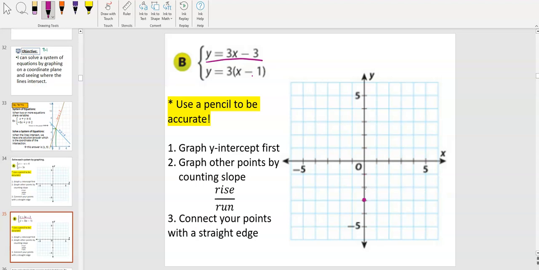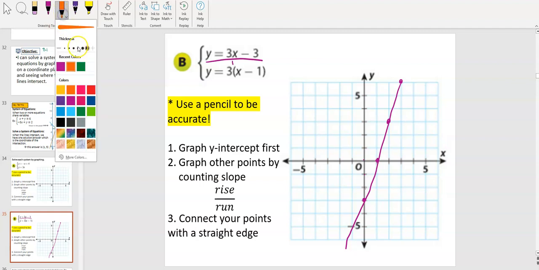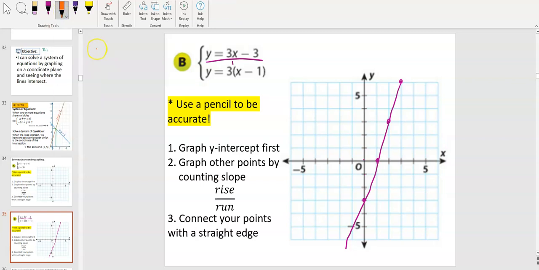And then my slope is 3 over 1. So I'm going to go up 3 over 1, up 3 over 1. Okay, once I have enough points, then I can start to draw my line through them. So on this one, I'm just going to try to go as straight as possible. All right, now I can go ahead and graph this equation right here.